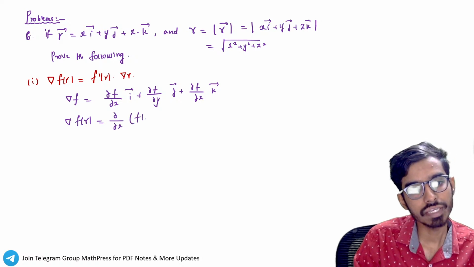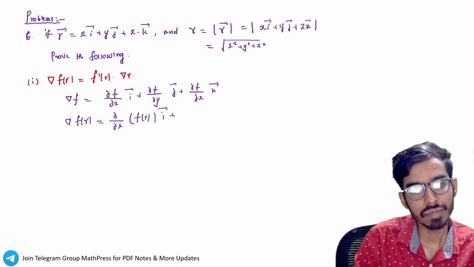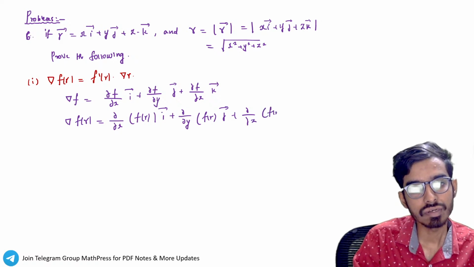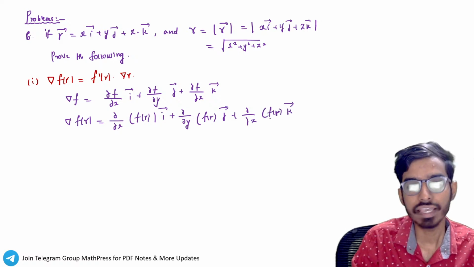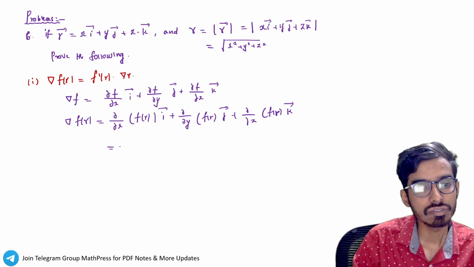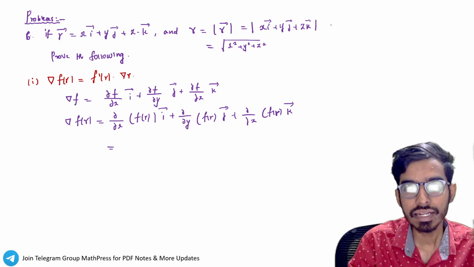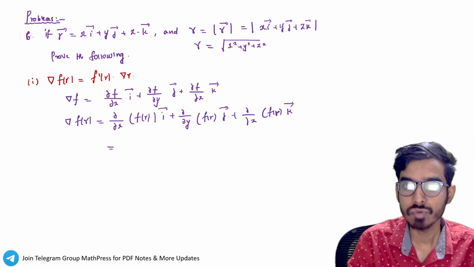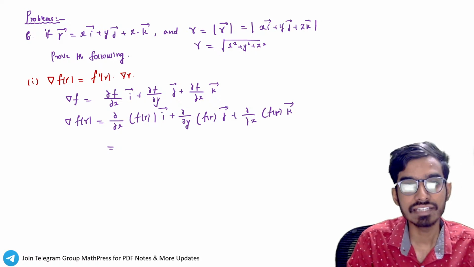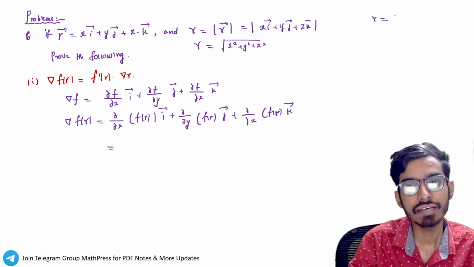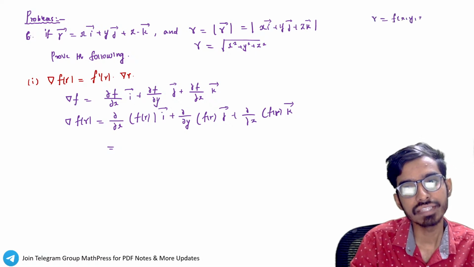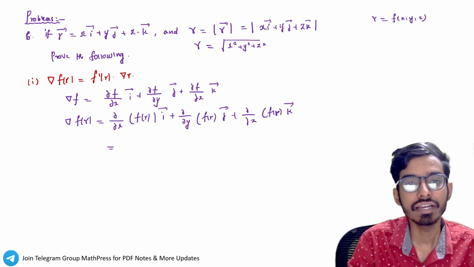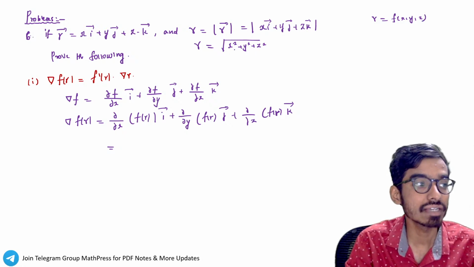So it will be ∂/∂x of f(r) into i vector, ∂/∂y of f(r) into j vector, ∂/∂z of f(r) into k vector, right? So differentiate this. Remember, here r is a function of x, y, z. Don't treat r as a constant here. You can see r is equal to an expression in terms of x, y, z, right?